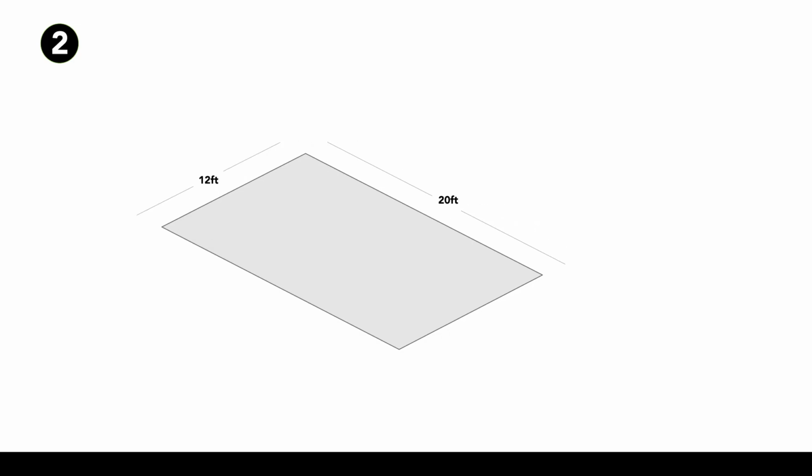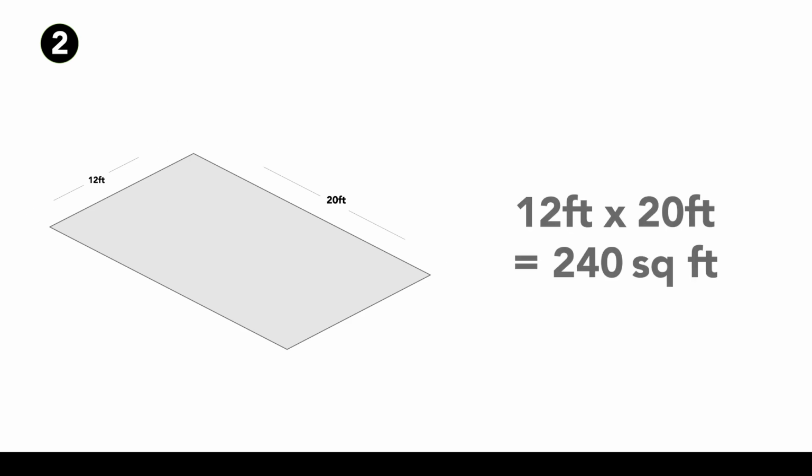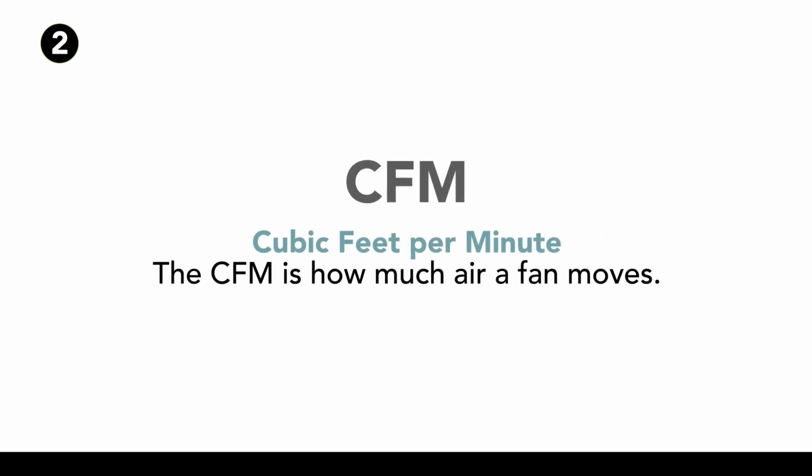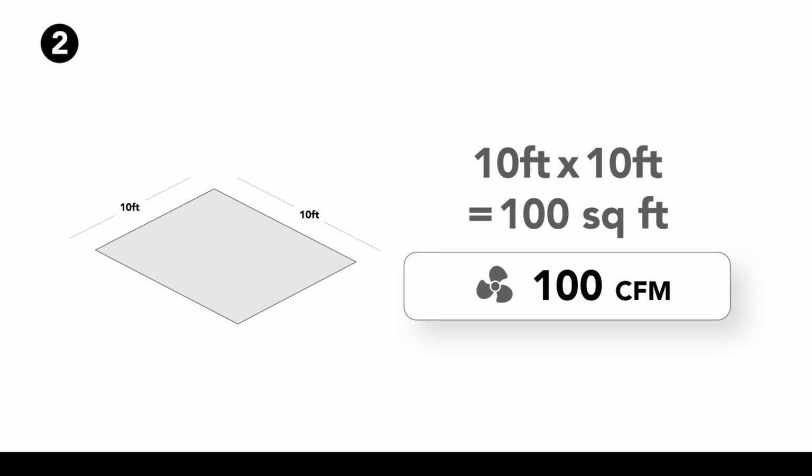Then, you'll want to determine the square footage of the room where the fan will go. Simply multiply the room's length by its width in feet to get the square footage. For example, if a room is 12 feet by 20 feet, it's 240 square feet. Now that you know the square footage of your room, you also know the minimum CFM, or volume of air your fan will need to move per minute. For example, a 100 square foot room will need a fan with at least 100 CFM.